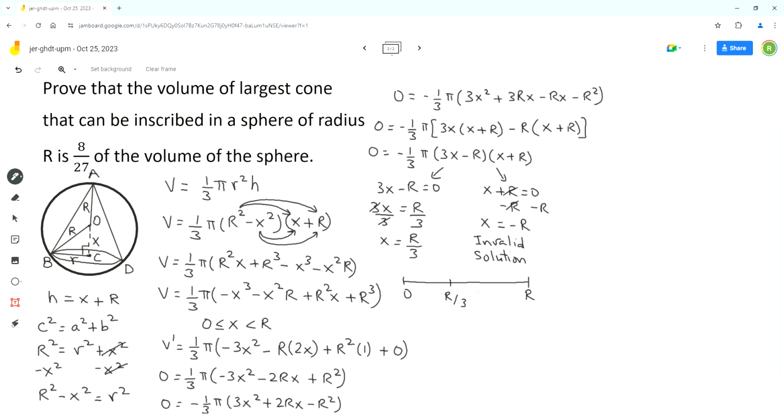We can use the test value on the left side and the right side of r over 3. On the left side we can use the test value r over 4, and on the right side we can use the test value r over 2. So we have to sub in these test values in the expression for the derivative and check whether the sign of the derivative is positive or negative. In other words, we want to find whether the function is increasing or decreasing on the left and the right side of x equals r over 3. So I'll write the expression for the derivative.